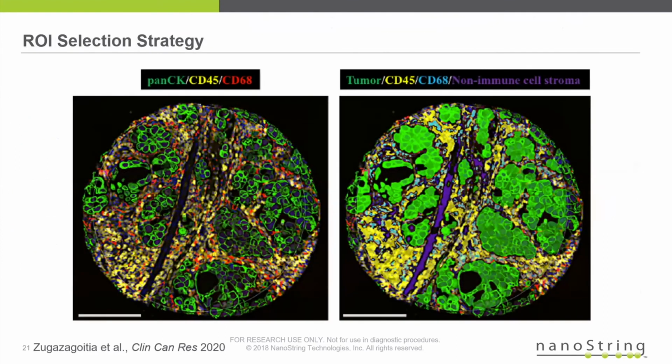So here was their ROI selection strategy, and it just gives you an example of what we can do with the instrument. So pan-CK here in green, staining the tumor. CD45 is an immune stain. CD68 to stain macrophages, and they ran through a segmentation profile. So the tumor here is outlined in green, CD45 compartment in yellow, CD68 macrophage compartment in the light blue, and then they also looked at that non-immune cell stroma, which is identified here in purple.